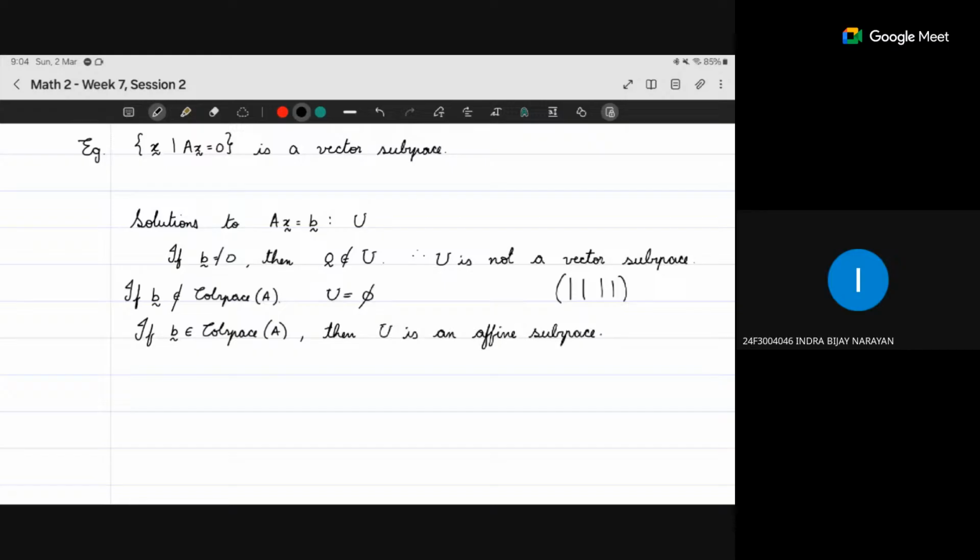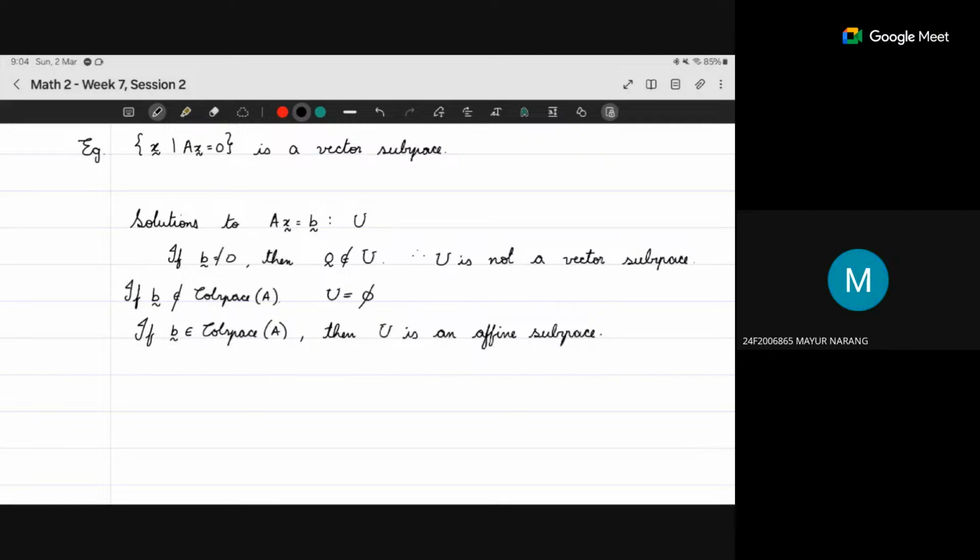If you're given a matrix, it has some columns. These are elements of an appropriate Rn. And then you take all possible linear combinations of them. What you get is the column space. And the dimension of that is actually called the rank of the matrix. Okay.